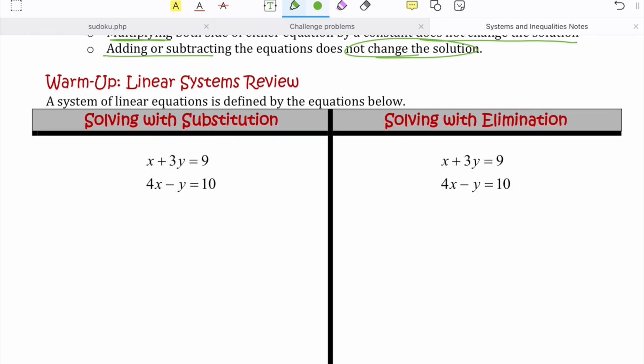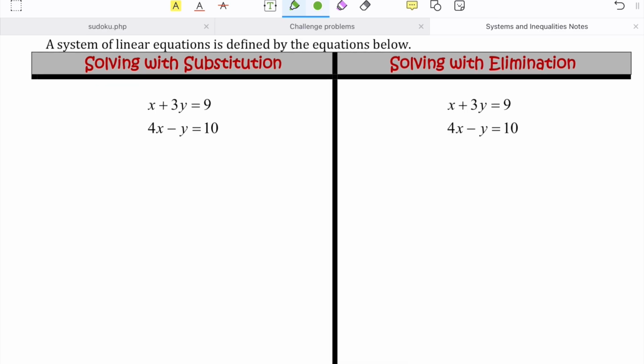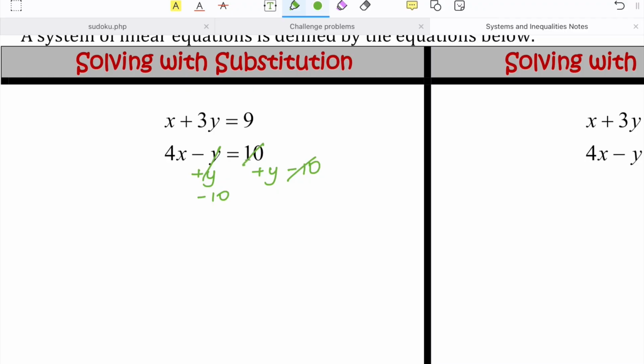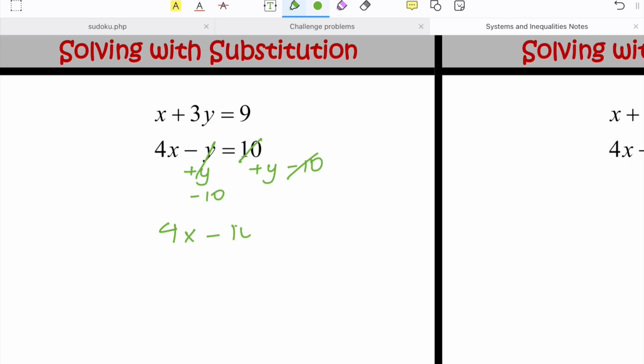So let's review a little bit. When you have x plus 3y is equal to 9 and 4x minus y is equal to 10, using substitution, I just need to isolate my y. If I look at the first equation, isolating y will be a little trickier because it's 3y, I'll have to divide. But the second equation, it's easy if I just add y on both sides and subtract 10 on both sides. Y minus y is 0, 10 minus 10 is 0. So you have 4x minus 10 is equal to y.